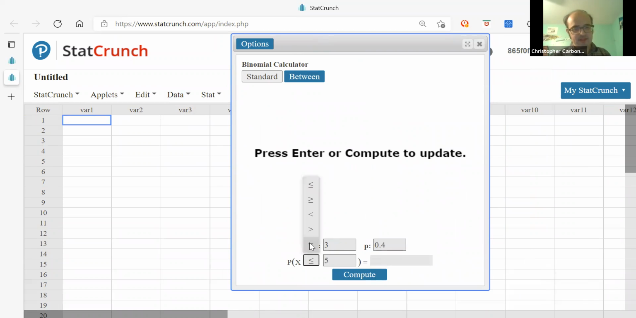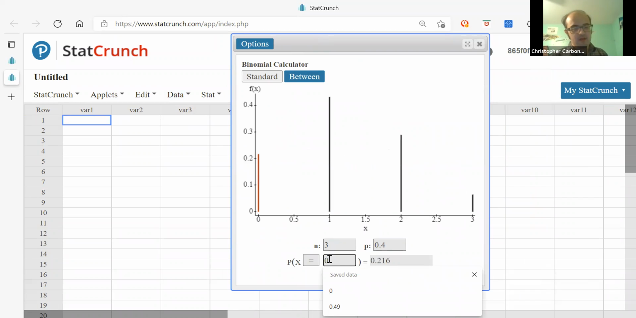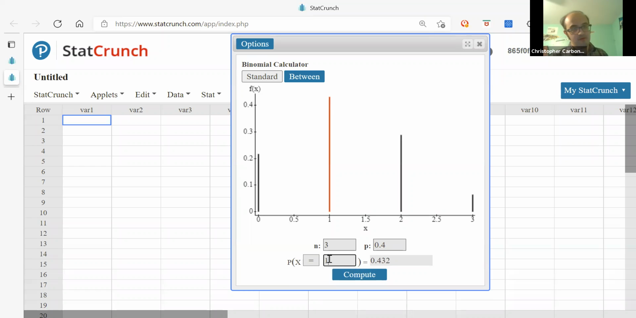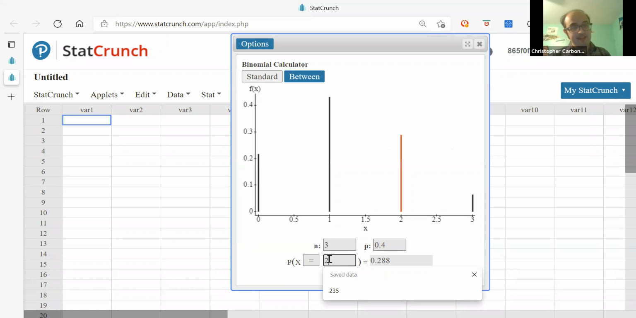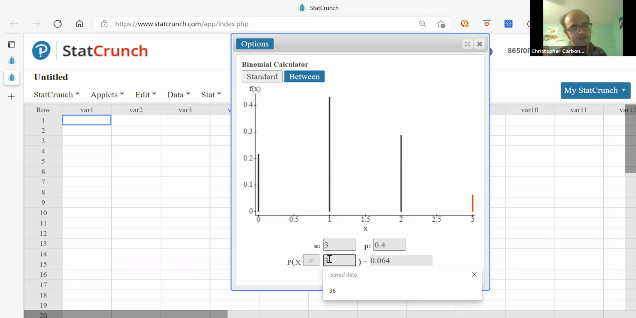We want this to be an equals. So if we did 0, we would get 0.216. If we did a 1, we get 0.432. If we did a 2, 0.288. And if we did a 3, we get 0.064. So let me enter all of those into the table for that question.